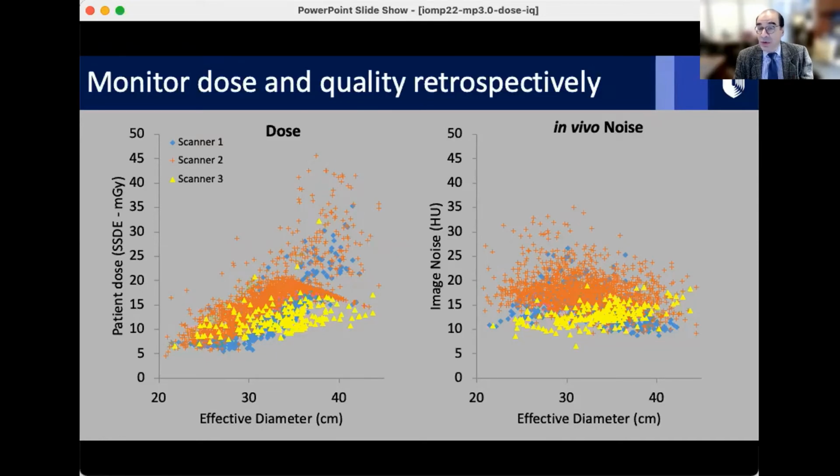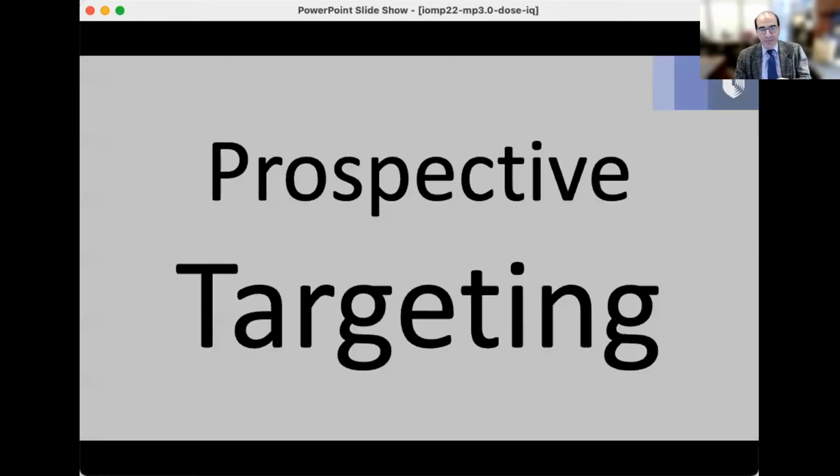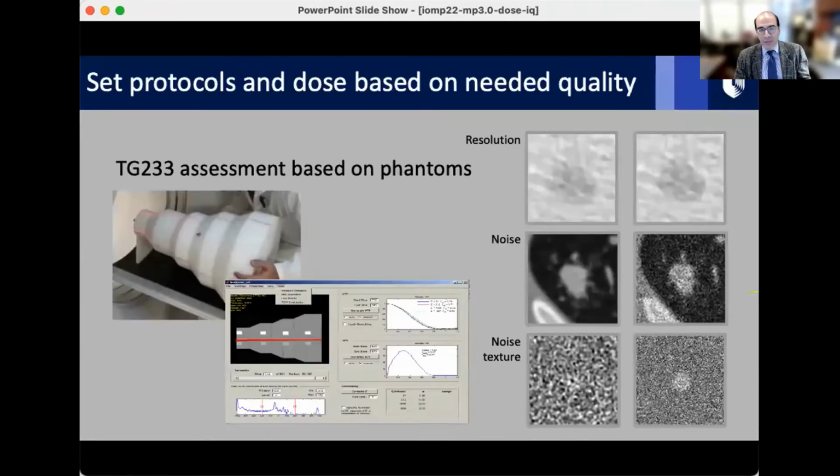The point is that that one line significantly underrepresents, or undersamples, the variability and heterogeneity that exists within the clinical environment. And we have to manage that heterogeneity because, as I mentioned earlier, that heterogeneity makes a difference. That variability has a cost that needs to be managed. So having done that, you can now figure out, okay, how can I target exact precision of the images for the patient? Prospective targeting, if you will.